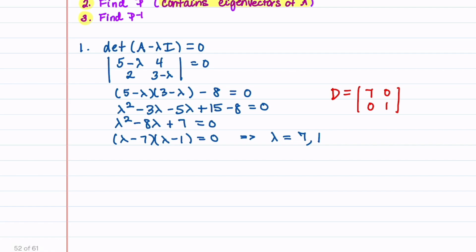Now let's go ahead and find P. To find P, for each lambda we're going to have to find the eigenvector. I'm going to begin with lambda equal to 7, just because I wrote that one first. We're going to take A minus lambda I and augment it with 0, and we're going to have to put it all the way down in reduced echelon form.